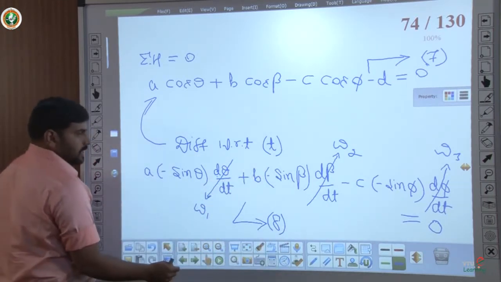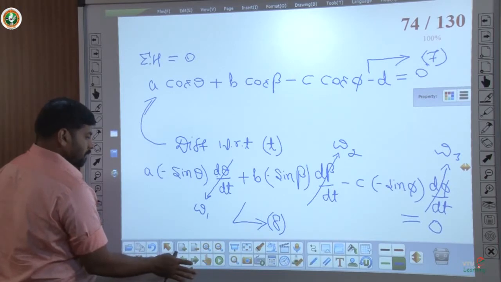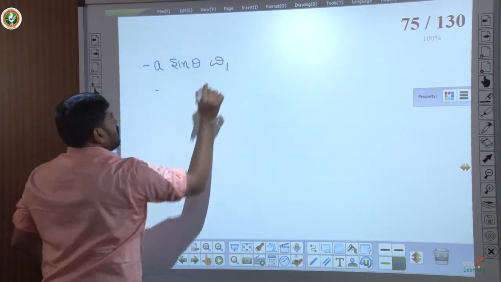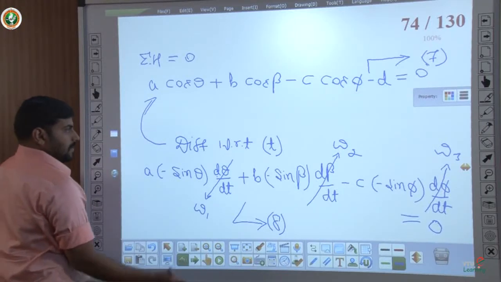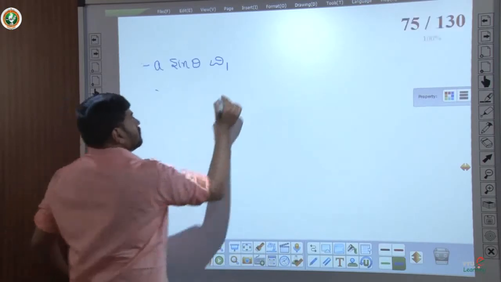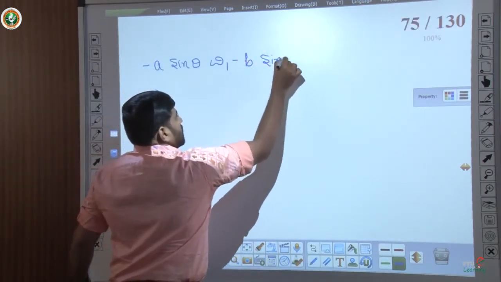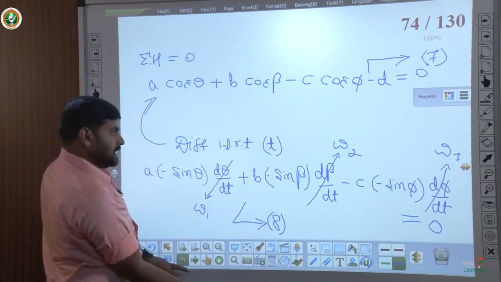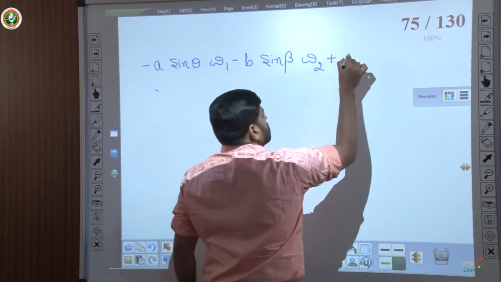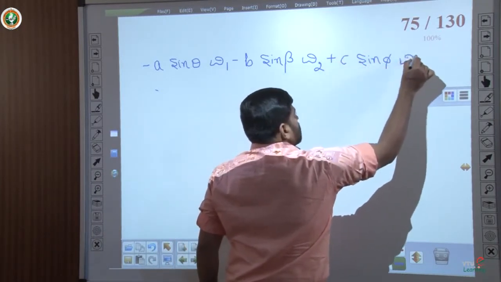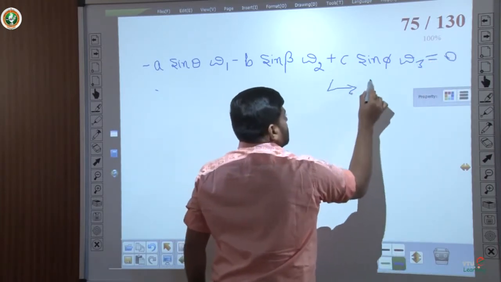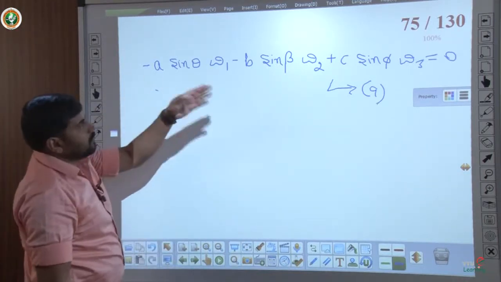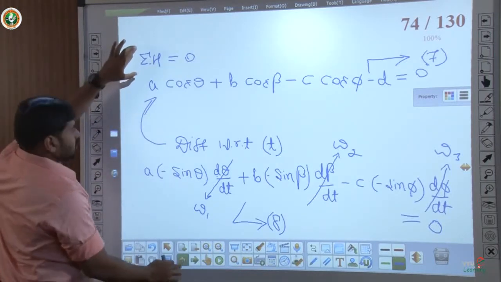So I replace it with angular velocity, hence the deduced equation will be minus A sin theta omega 1 minus B sin beta omega 2. So minus of minus is plus, plus C sin phi omega 3 is equal to 0. Let us call this equation number 9. This is one set of equations we obtained for angular velocities omega 1, omega 2 and omega 3. Similarly, let me resolve the vectors vertically.